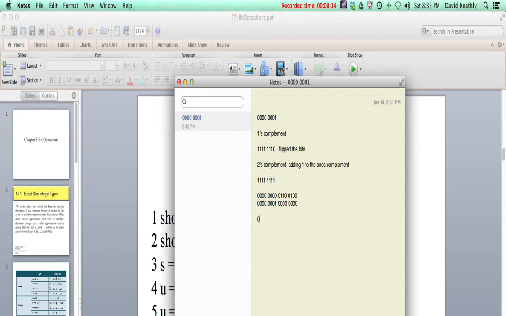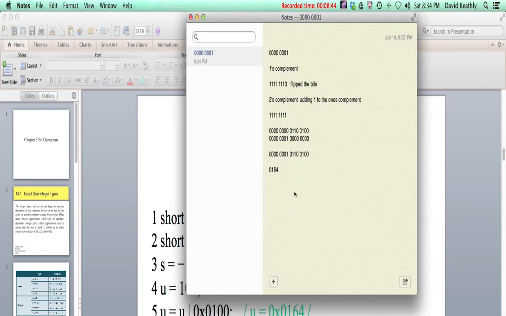So if we were to get the result, we get 0000, 0001, because there's a 1 there. And then we get 0110, and then 0100. Which, if we turn that into hex, the first digit's a 0, the next digit's a 1, the next is a 6, and the final value is a 4. So we get 0164, which is the answer that we see here on the slide. So we've ORed those together.